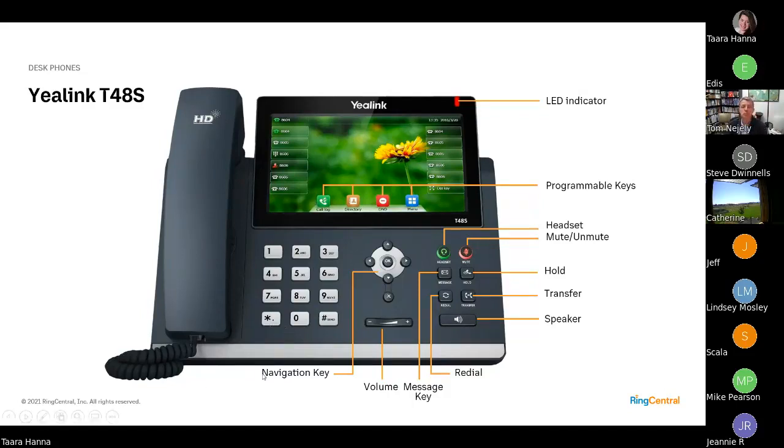Looking at some of the other buttons on your phone, of course, you have your standard numbers. You have navigation keys to go up, down, back, and OK. You have volume keys. On the right, you'll see a key for headset, to mute, message, which is where you access voicemail, hold, transfer, redial, and speaker.